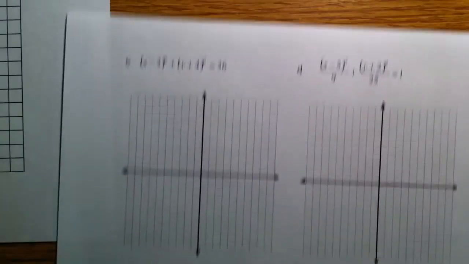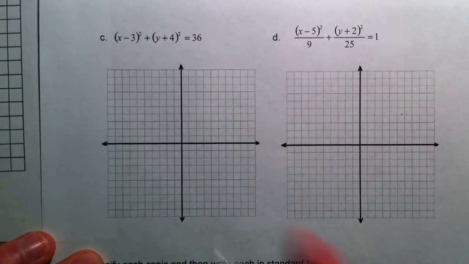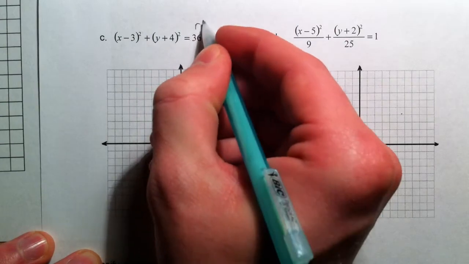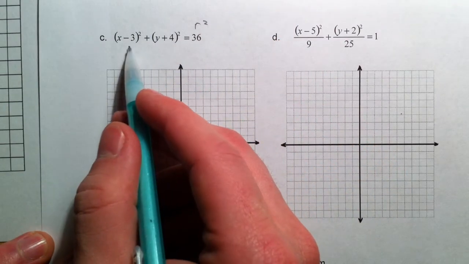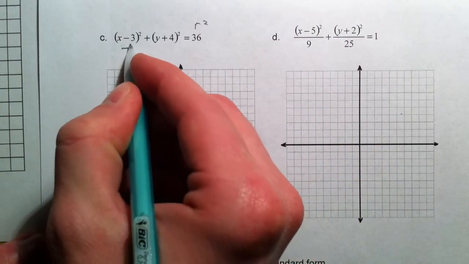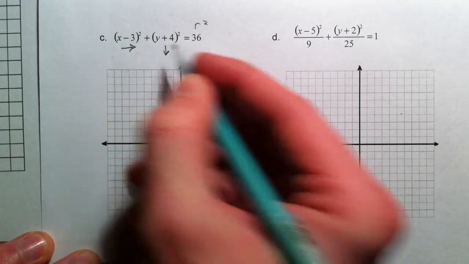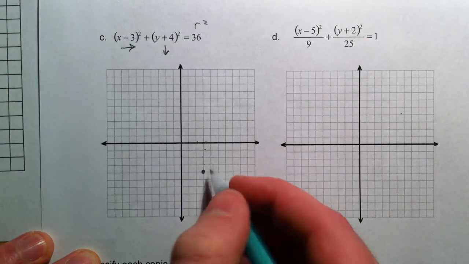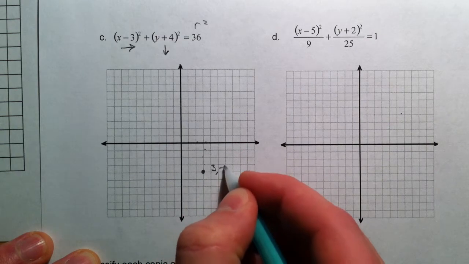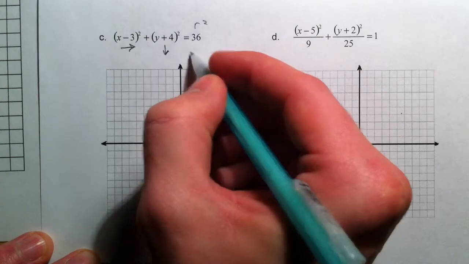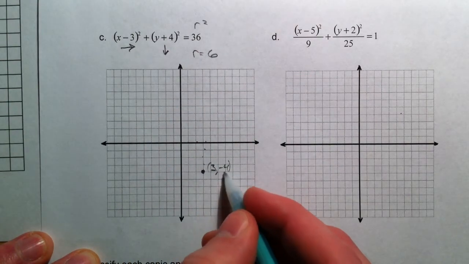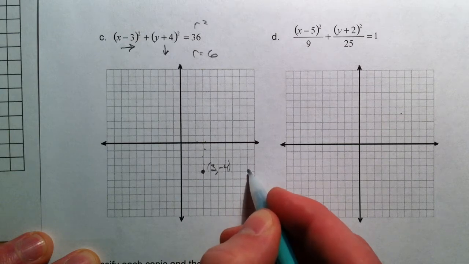Let's keep going. So, squared, and a number, so this has got to be r squared, and so it's got to be a circle. Moves it to the right 3, moves it down 4. So 3, -4. And then our radius is 6, the square root of r squared. So 1, 2, 3, 4, 5, 6.